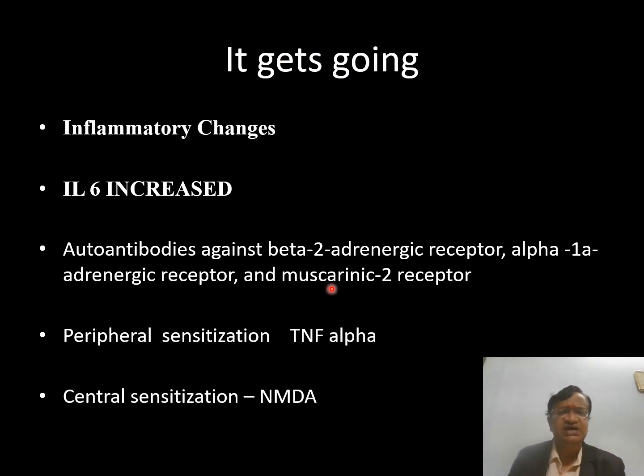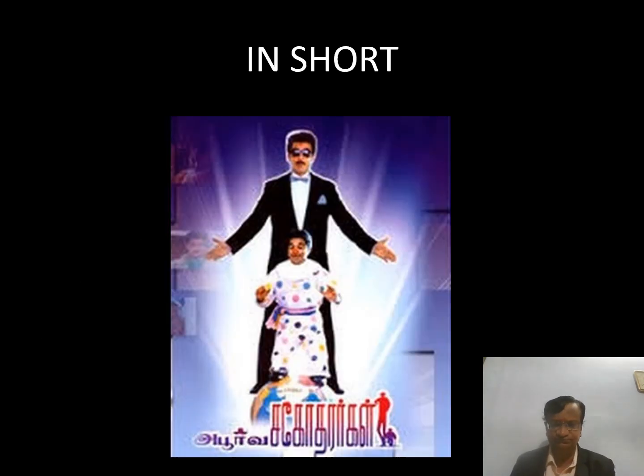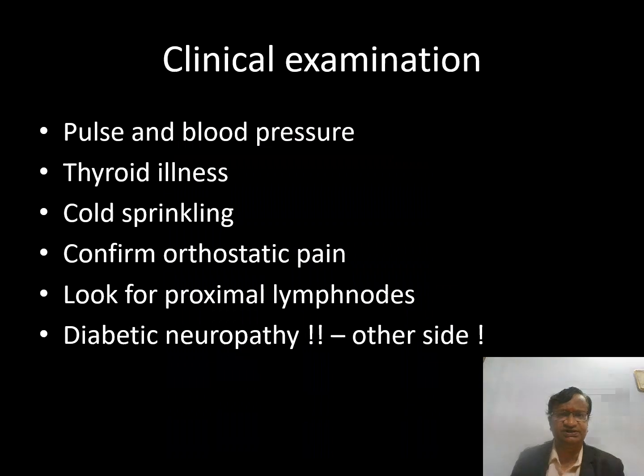Inflammatory changes, peripheral sensitivity. Here, what I want to tell is IL-6 is increased, antibodies are increased, peripheral sensitization, NMDA is involved. In short, it's very difficult. You cannot, this can go into that and that can go into this.